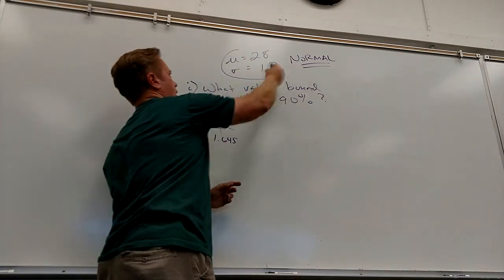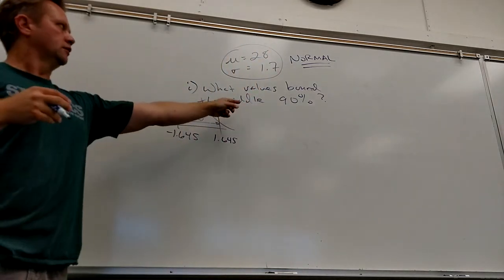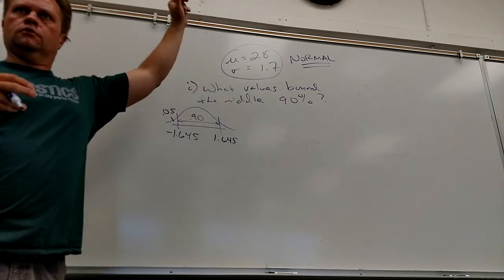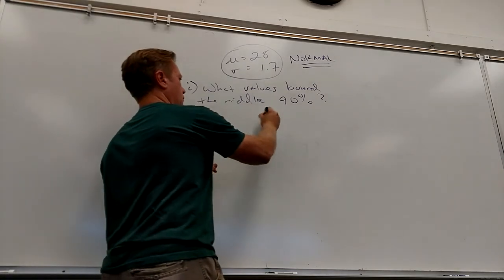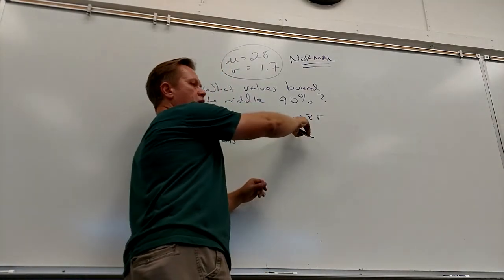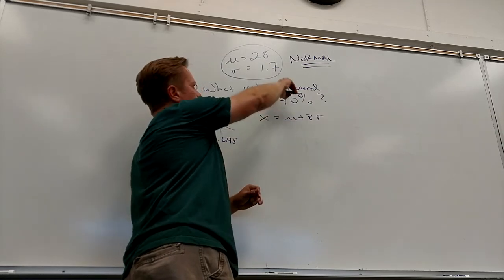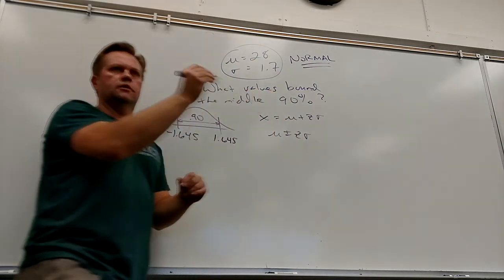Now, how do I convert? How do I use these? This is nice for the z-scores, but that's not what I want. Multiply by the standard deviation. What's the little formula do? X equals mean plus z times s. And let me modify this a bit. Any problem like this is going to really look like this. Does that make sense by itself?